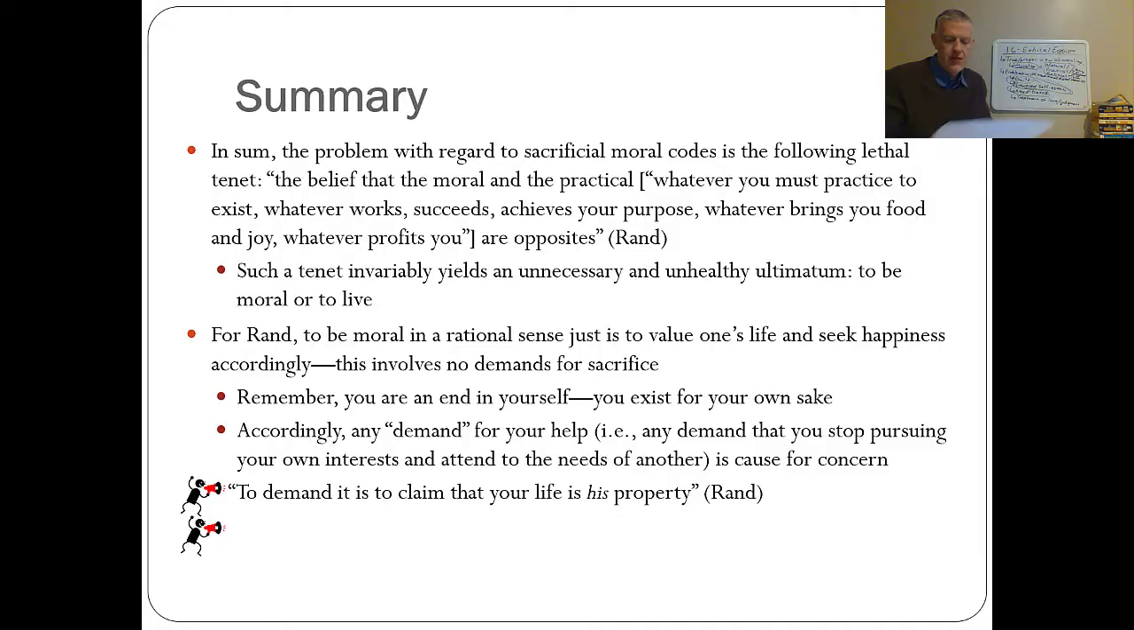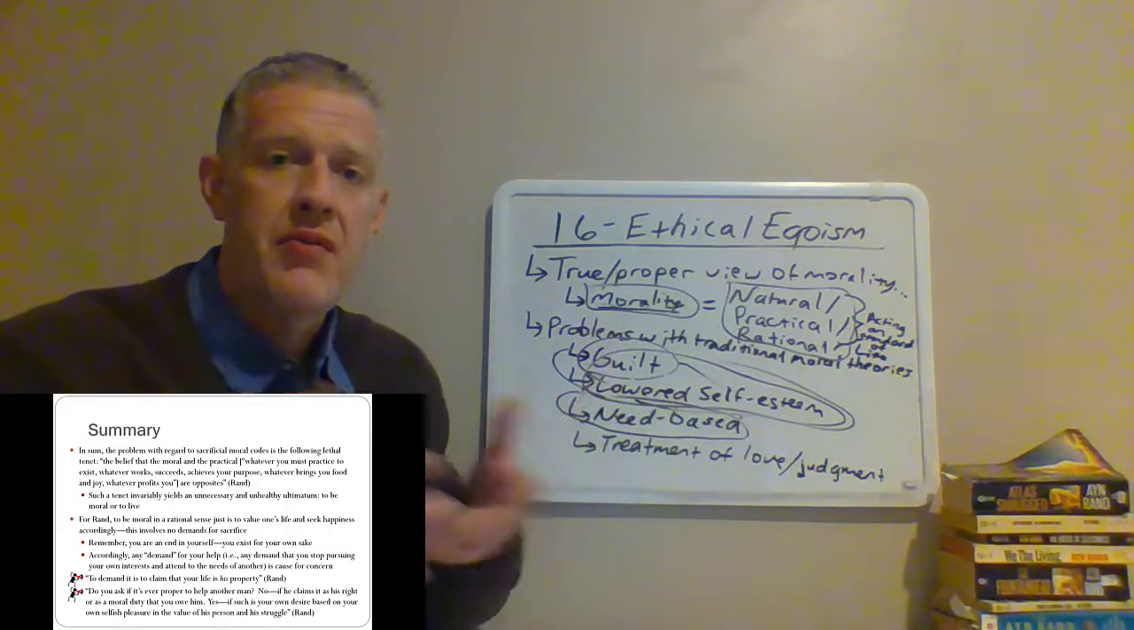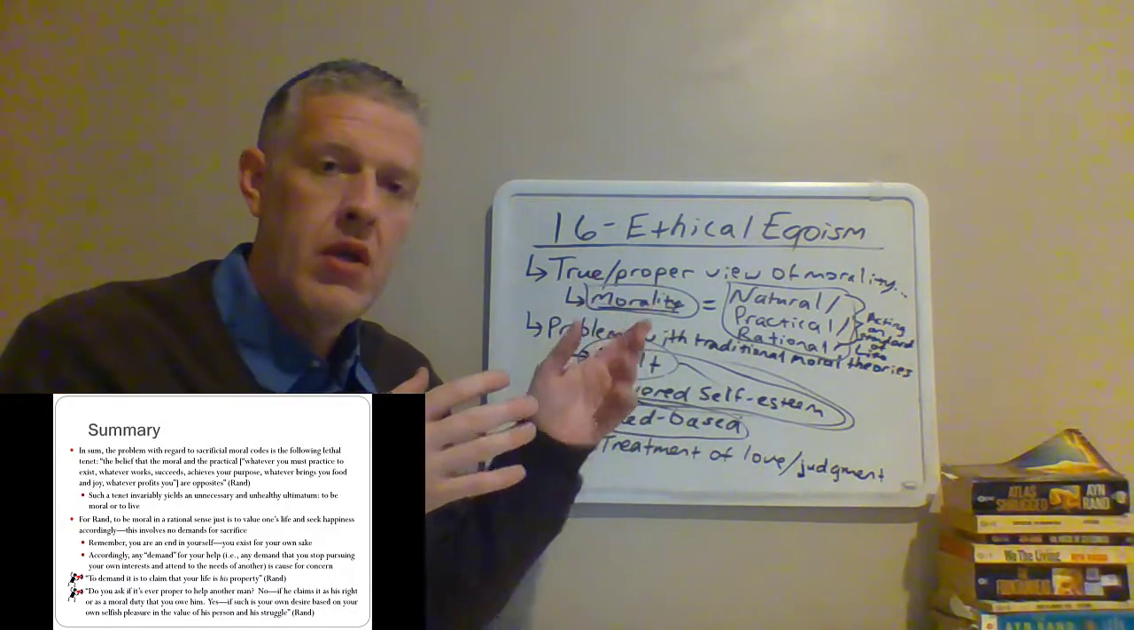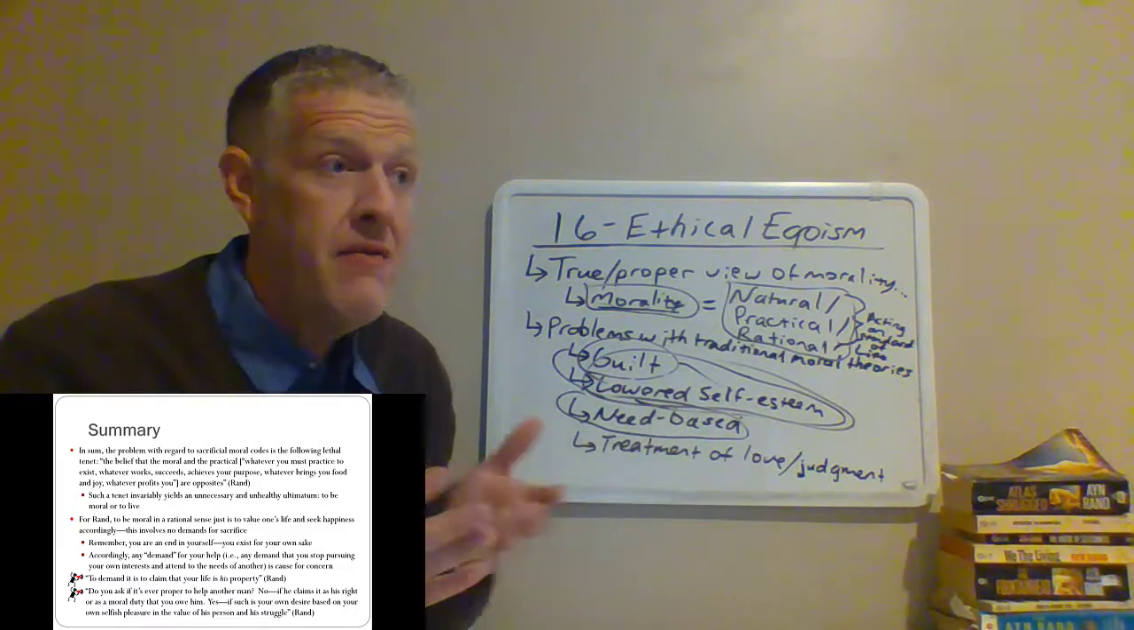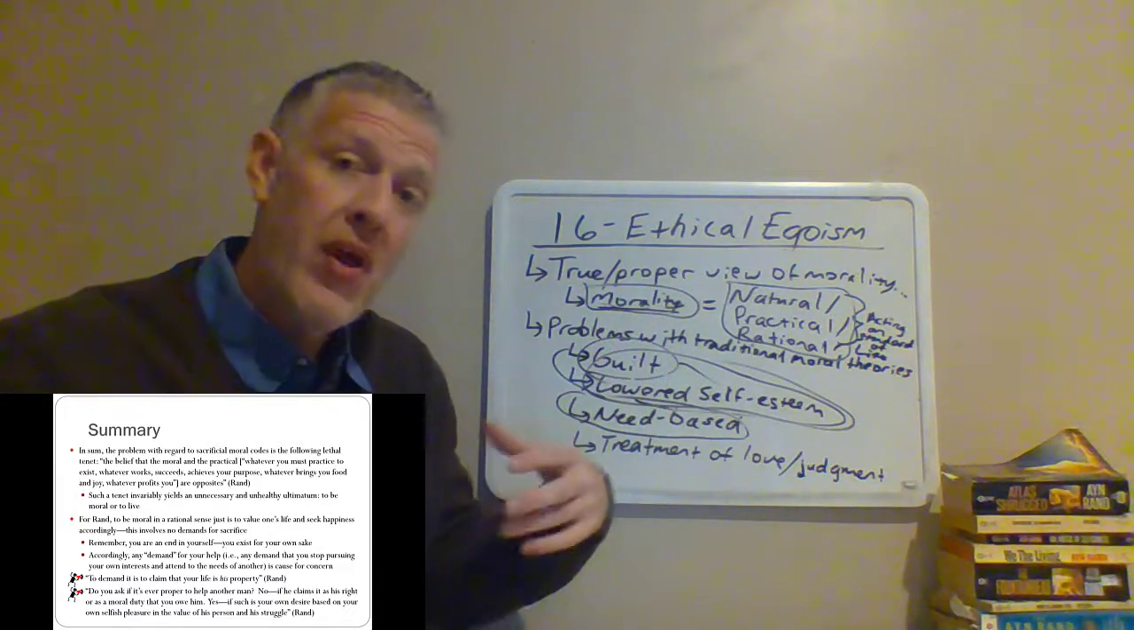And that's what she's getting at when she says things like, quote, "Do you ask if it's ever proper to help another man, to love them, to help them? No, if he claims it as his right or as a moral duty that you owe him. Yes, if such is your own desire, based on your own selfish pleasure and the value of his person and his struggle." So helping others, loving others, is not automatically wrong from Rand's perspective. If you want to do it, that's fine. And in fact, it might be in your interest to help others as much as possible, because then they might be more likely to reciprocate.